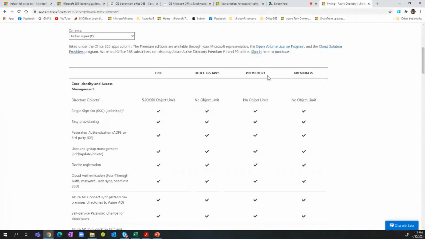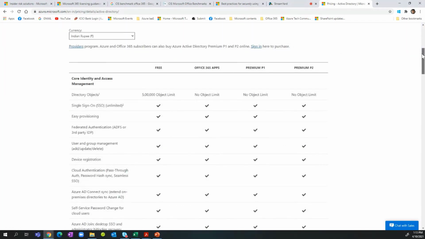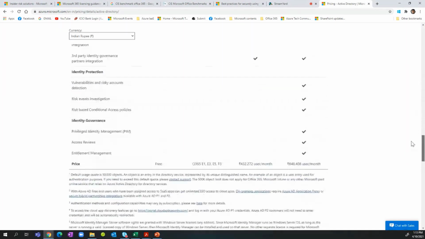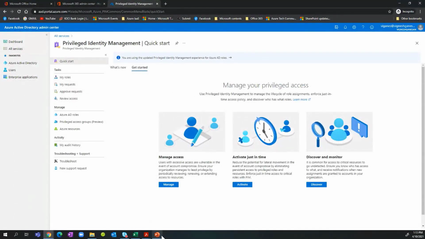Then you have the premium ones, Azure AD Premium P1 and P2. Based upon what kind of features you're looking at, you should choose which one you want to go with. Specifically, if you're looking for P2, as I said, identity protection and identity governance come along with your P2. This is something you need to be very, very mindful about.